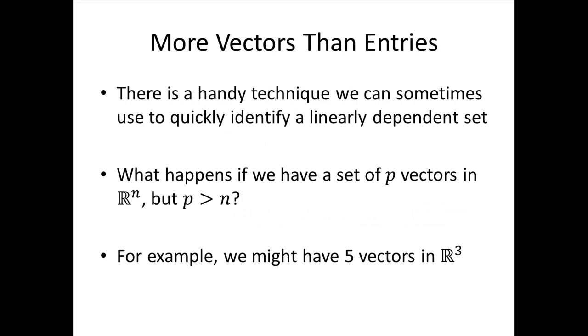Here's a handy technique that we can sometimes use to quickly identify a linearly dependent set. What happens if we have a set of p vectors in Rn where p is greater than n? Okay, so let's think about what that means. p is the number of vectors that we're talking about, and Rn is the dimension of space that we're living in. So for example, we might have 5 vectors that all live in R3. So the number of vectors is bigger than the dimension of the space that we're living in.